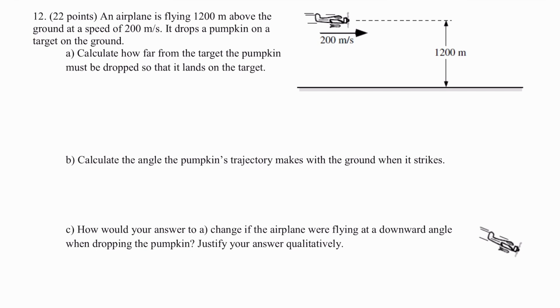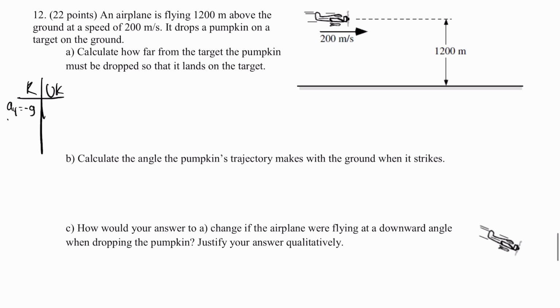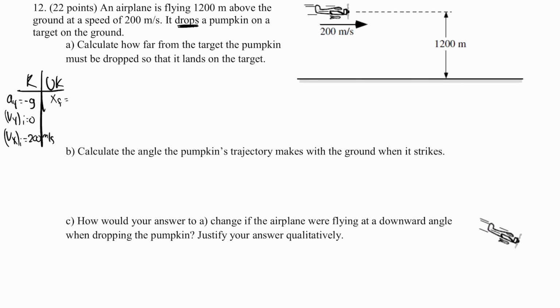So let's create some knowns and unknowns. I know that the vertical acceleration is -g. I know that the initial vertical velocity is 0 because it states that we drop a pumpkin. I know that the initial horizontal velocity, or actually the horizontal velocity throughout the entire motion, is 200 meters per second. And I'm looking for this xf. How far away is it going to land? That way I know how far away we need to be in order to drop the pumpkin so that it lands on the target.